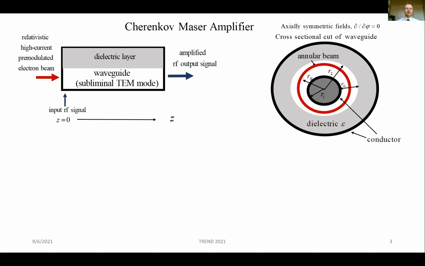are analyzed. The configuration of the Cherenkov-Maser amplifier is depicted in these diagrams. A relativistic high current electron beam enters a waveguide where it couples with the longitudinal modes of the waveguide and transfers electron beam kinetic energy to electromagnetic energy of the output signal. The waveguide consists of inner and outer conductors for combining the fields, a vacuum gap for the electron beam to propagate in, and a dielectric layer for bringing the phase velocity in the waveguide close to the electron beam velocity for energy transfer to take place.